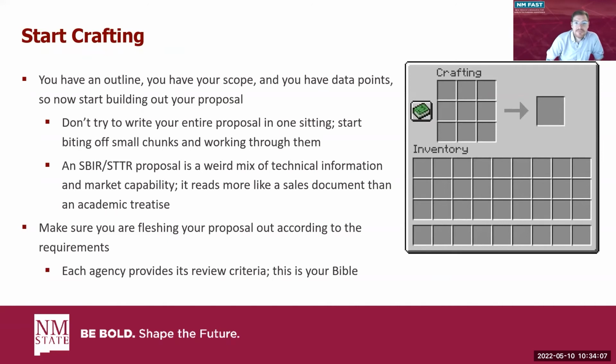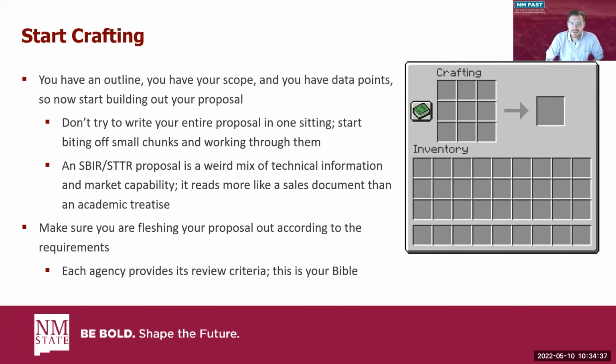So now you have a scope, you have an outline, you have that foundation, you have some data points. What are you going to do? Well, start crafting, start building out your proposal. Don't try and write this all in one chunk. Again, whether it's a 10-page or a 25-page proposal package that you're putting together, it's a lot of information that you have to put down, and you have to make sure that it kind of flows together.